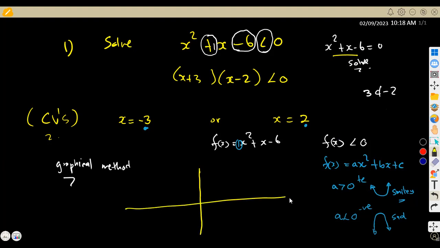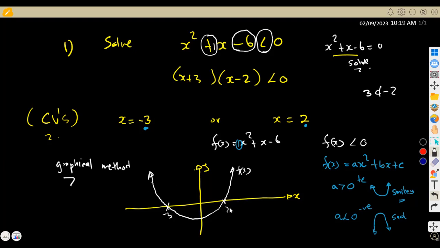I want you to understand, guys. So this is your x, and this is your y. Like I said, the graph is going to be a smiley shape crossing at -3 and crossing at 2. So this is our -3 and this is our 2. These are the critical values. So it's going to be a smiley shape like this. All right, so this is your f of x.